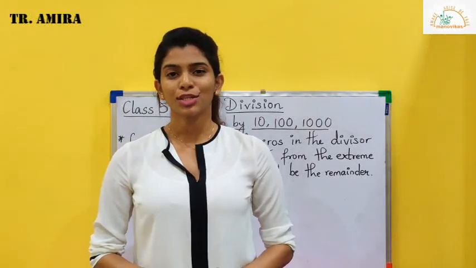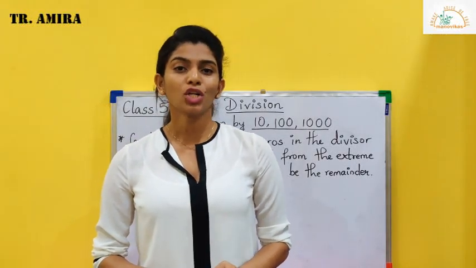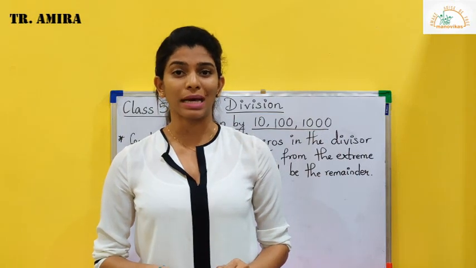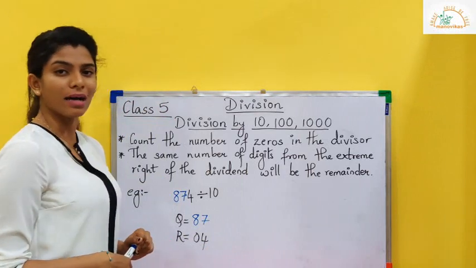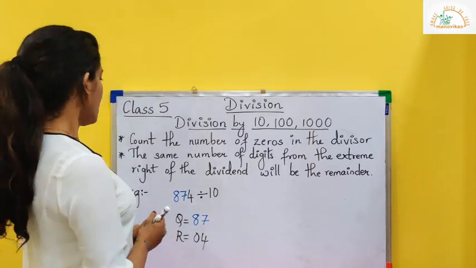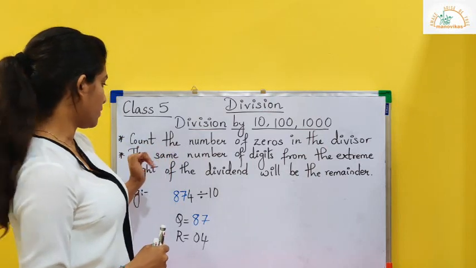Hi students, so this is the continuation video of the chapter division. Today we will learn to do division by 10 and its multiples. So, division by 10, 100 and 1000. Now, first you have to know these rules.